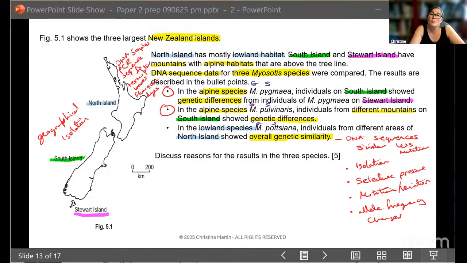Therefore, we can make the prediction that there's been no real form of isolation that's occurred. Therefore, there was no need for them to actually go their separate ways, so interbreeding is still possible. Interbreeding is still possible because they have DNA sequences which are similar, and therefore we can say fewer mutations have occurred. So they've given us all the information we needed in that stem of the question.